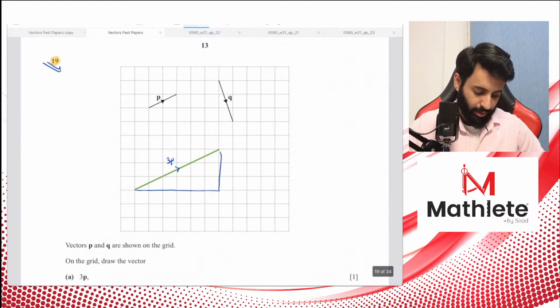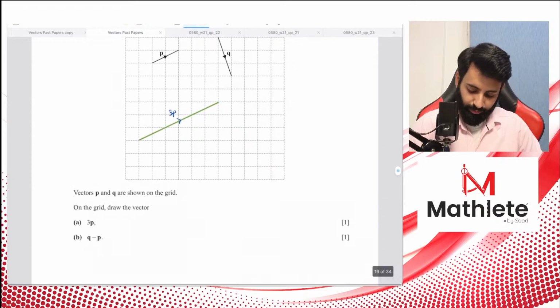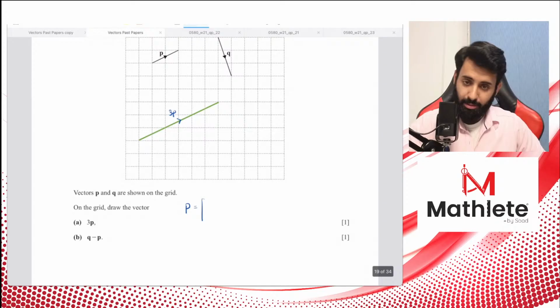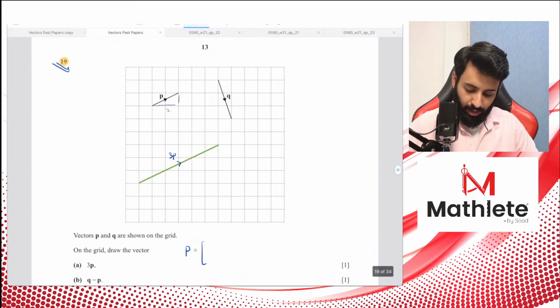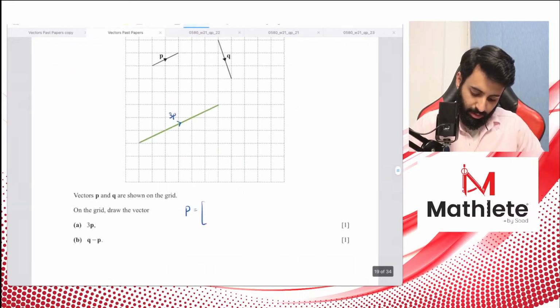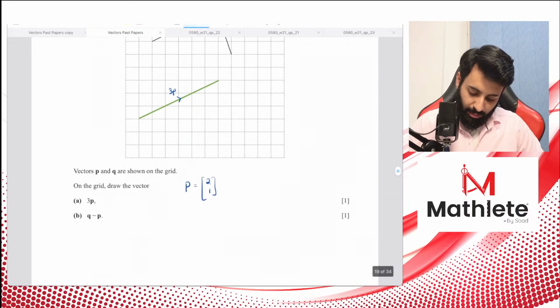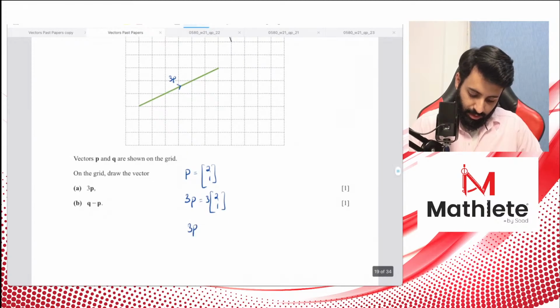Okay, so here's another way to do this. And the more convenient way, or the not so risky way, would be to actually write down vector P in terms of x and y. So if you look at P, it's 2 units to the right and it's 1 unit up. Okay, so that's what vector P is. It's (2, 1). Okay, so what is 3P going to look like? 3P is going to be, we're going to multiply all the elements by 3. So that means 3 into 2 and 1. So 3P is equal to (6, 3).